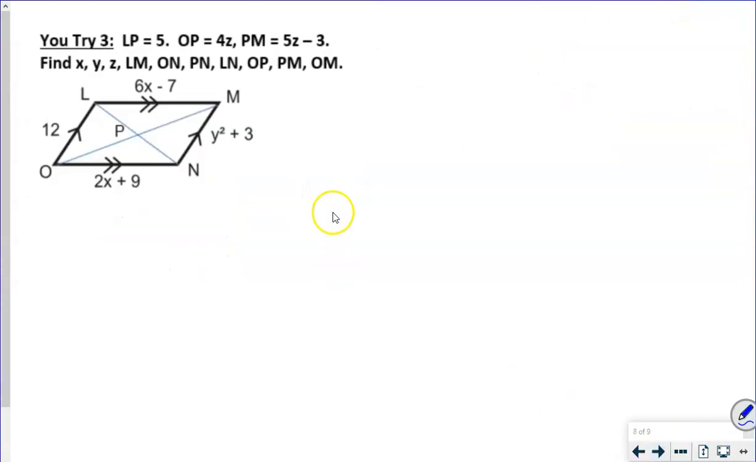All right. So now, you try 3. So we're going to label this as it is here, and we're going to work through the problem. So it tells us that LP is 5, which means that down there is 5, and the whole length would be 10, right? OP, okay, let's talk about OP. OP is right here, right? And PM is right here. So if we set those equal to each other, OP is going to be equal to PM, right? All right, so let's go ahead and do the sides before we even go on to the rest of this. I just wanted to see what we had in the problem other than that, okay?